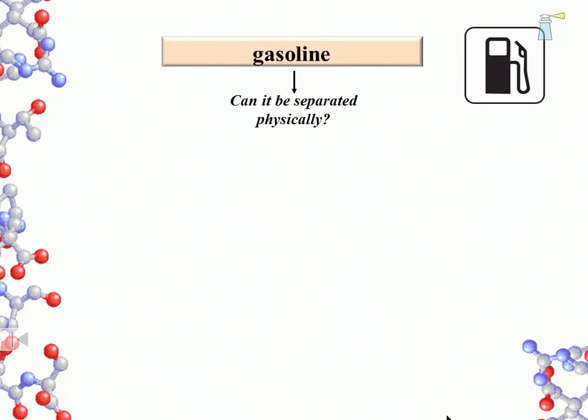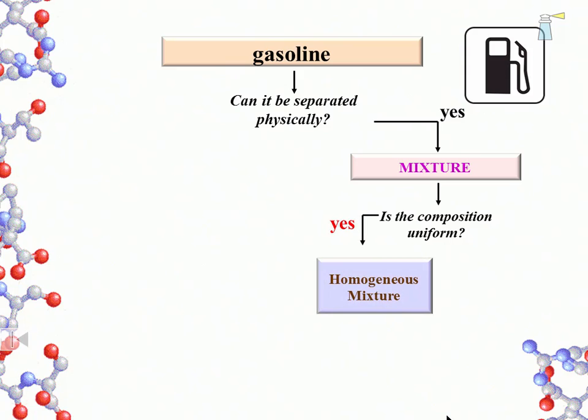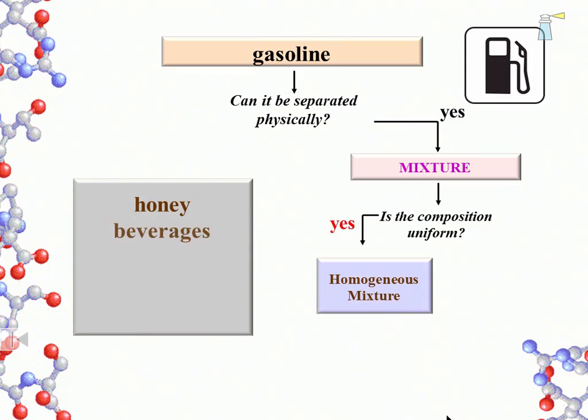How about gasoline? Can it be separated physically? Yes. Gas is a product of distillation and is really a blend of different petroleum products. It is a mixture. To the next question. Is the composition uniform? Is one drop like another? Yes, it is. Gasoline is a homogeneous mixture. Examples of homogeneous mixtures include honey, most beverages, those without pulp or carbonation, air, paint when stirred, and rubbing alcohol.